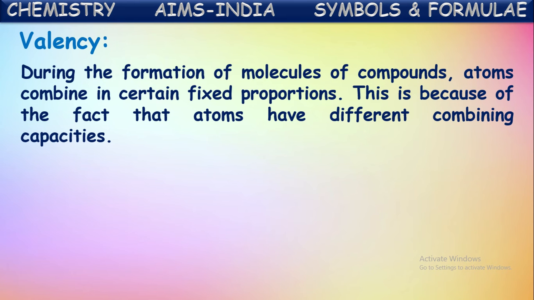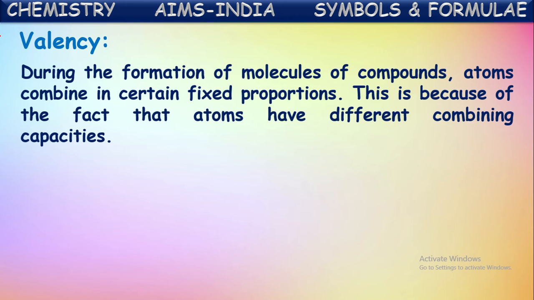During the formation of molecules of compounds, atoms combine in certain fixed proportions, isn't it? For example, if you see the formation of a molecule like water. In the formation of water, we know hydrogen and oxygen atoms combine in a certain fixed proportion, isn't it? In the same way, in the formation of all kinds of compounds, atoms always combine in fixed proportions. This is because atoms have different combining capacities.